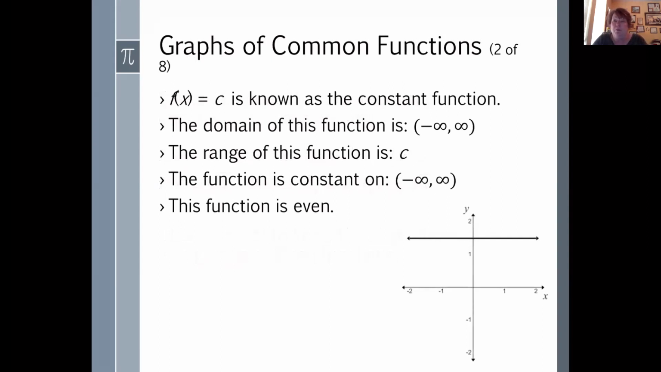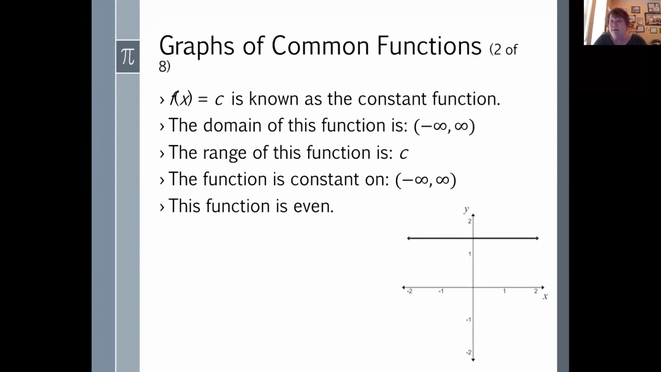The first function we are going to look at is the constant function, f of x equals c, where c is a constant. The domain of the constant function is the set of all real numbers. Now, that may seem kind of odd, but the input of this function doesn't matter. The output is always a constant c. So you can input anything, but what you're going to output is c. So the range of this function is the set that contains the number c.